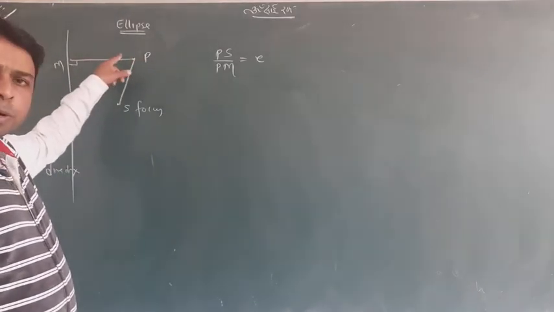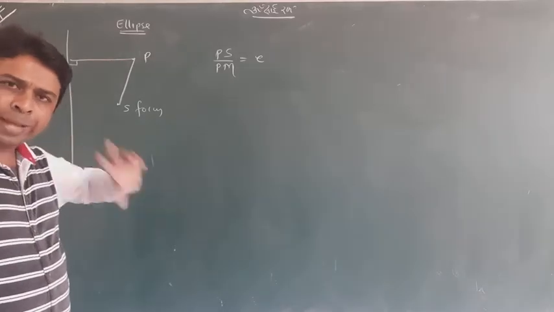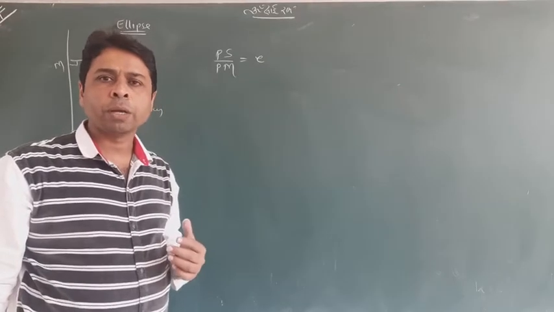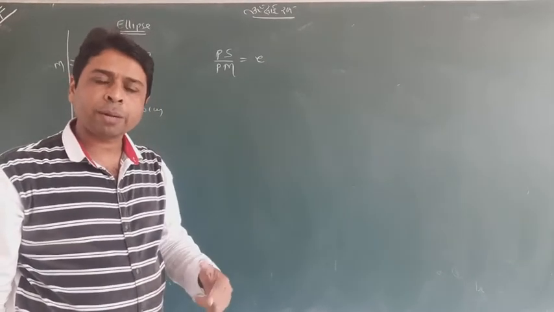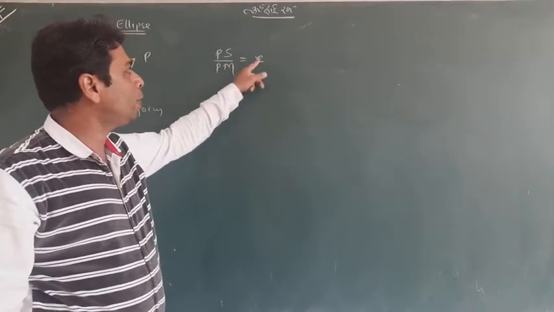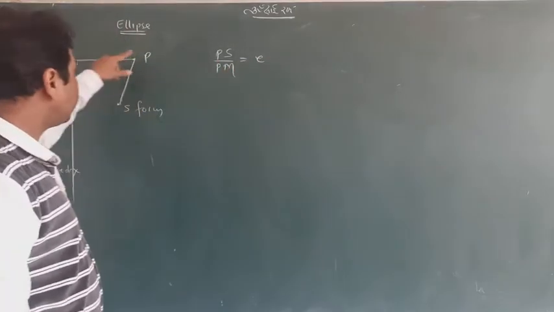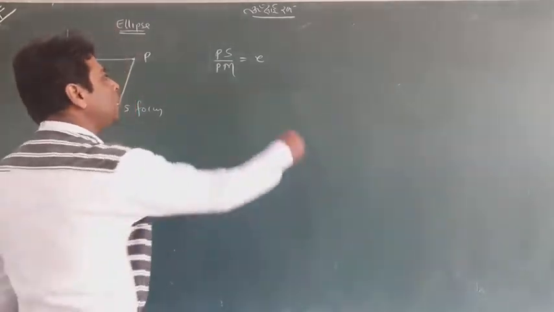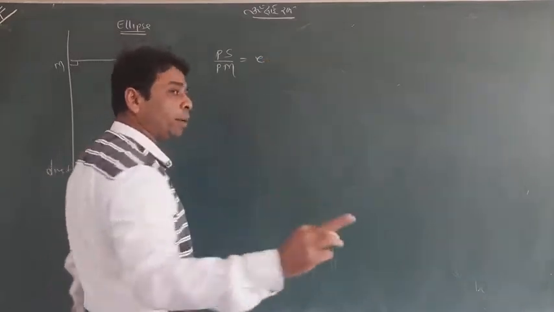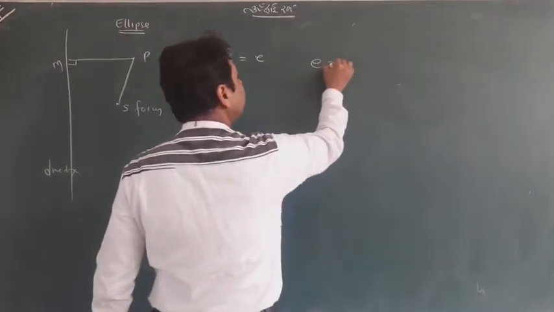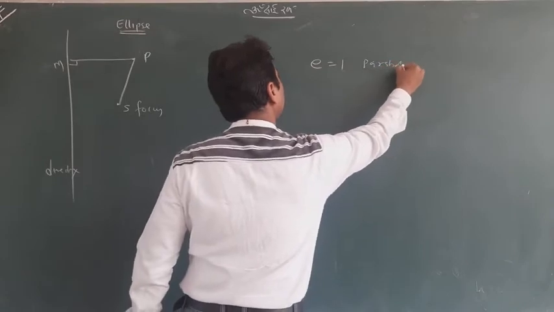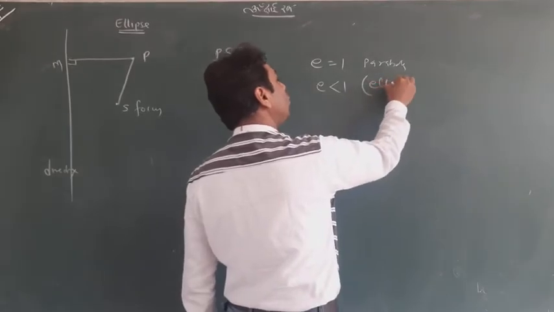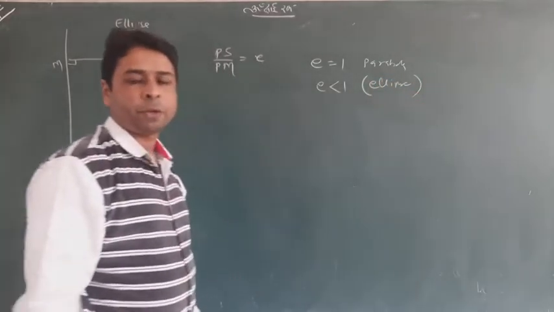P moves, and when it follows some particular condition, it gives us some curve. Like in the parabola, PS upon PM equal to 1, PS equal to PM, then after tracing it forms a parabola. But we are looking for the ellipse. One interesting fact: E equal to 1 gives a parabola, and E less than 1 gives us the ellipse. Very interesting.